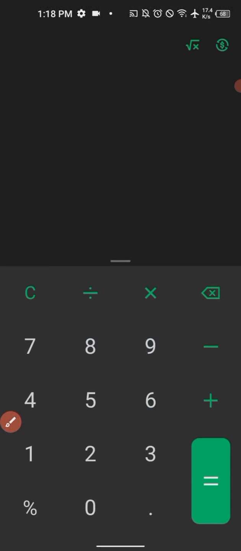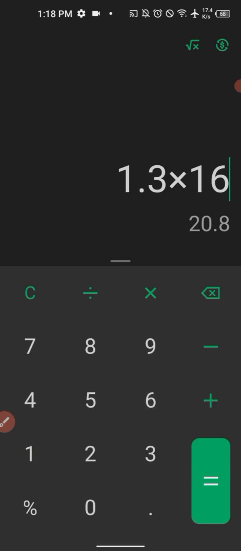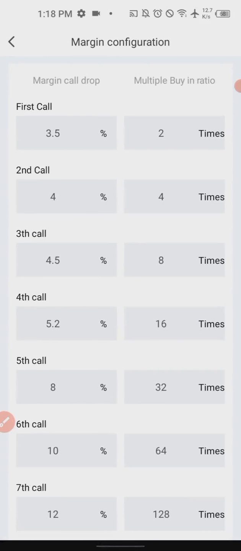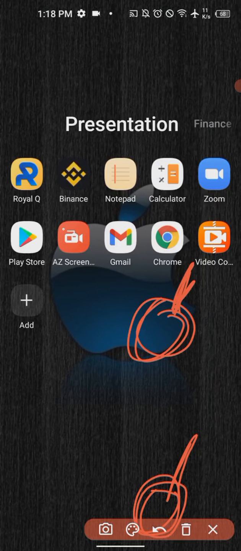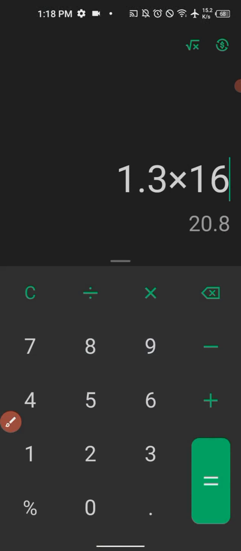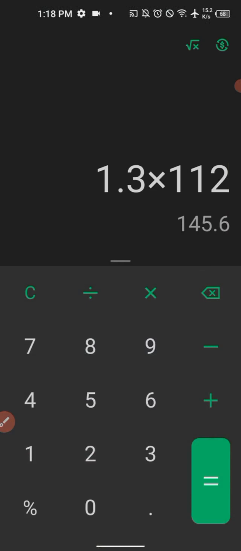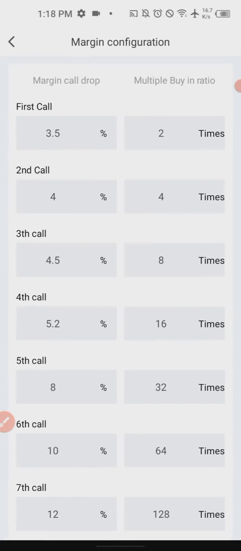So let us check it. 1.3 times 16. So automatically he makes 20% on this one, because remember, he is buying 16 places. So if this one increases by 1.3%, he's making 20% straight up. Let us imagine the coin now dips to the seventh margin call, and it makes another 1.3% on this. So let us check it. 1.3% times 128, meaning he's making 166% on this last margin call.